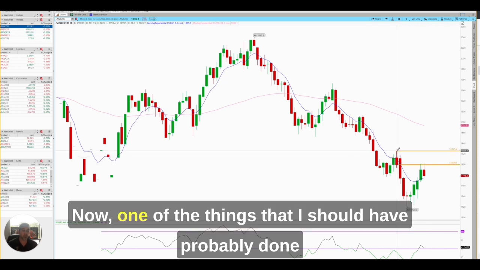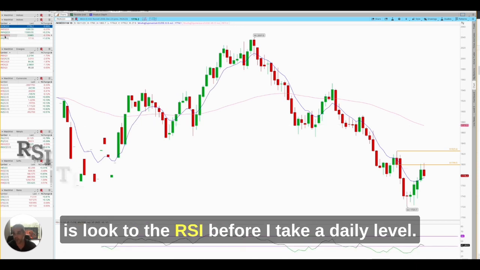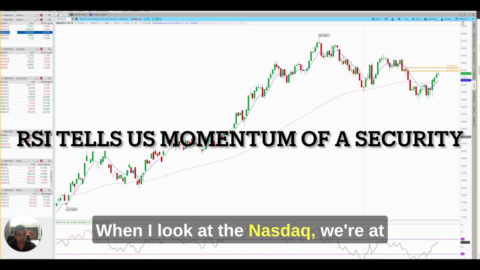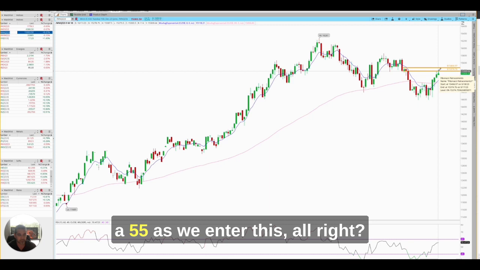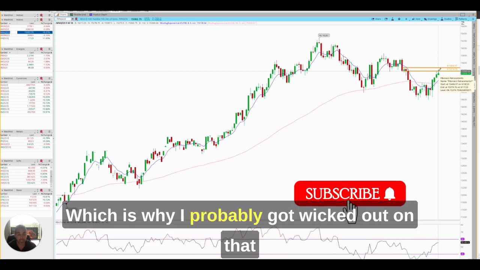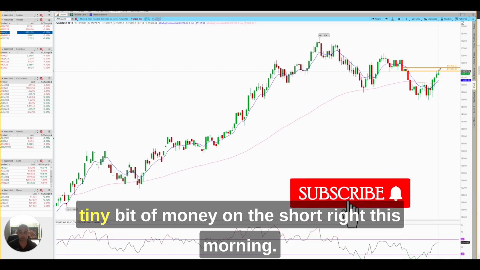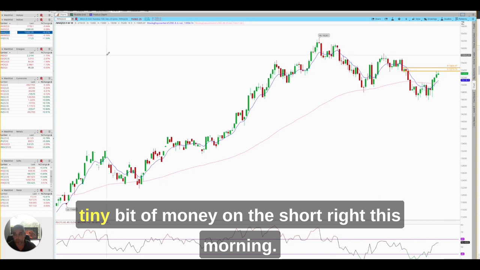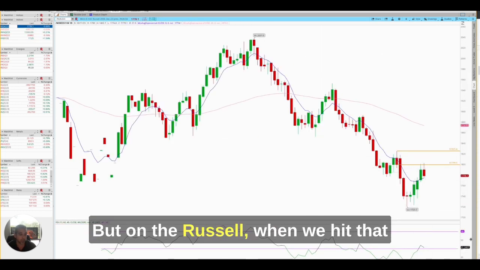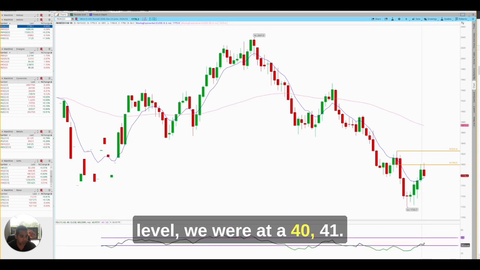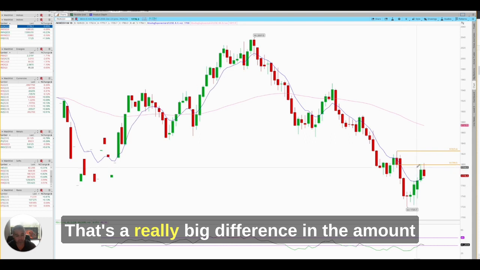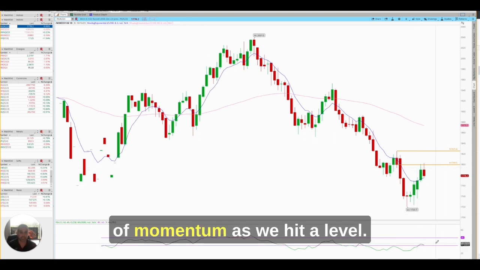Now, one of the things that I should have probably done is look to the RSI before I take a daily level. When I look at the NASDAQ, we're at a 55 as we enter this, all right? Which is why I probably got wicked out on that daily level where I broke even before I made a tiny bit of money on the short, right, this morning. But on the Russell, when we hit that level, we were at a 40, 41. That's a really big difference in the amount of momentum as we hit a level.